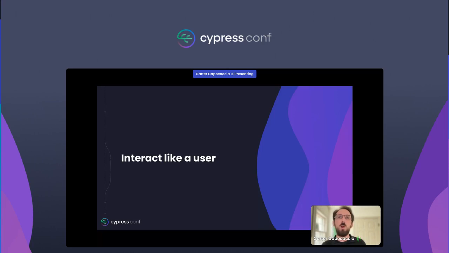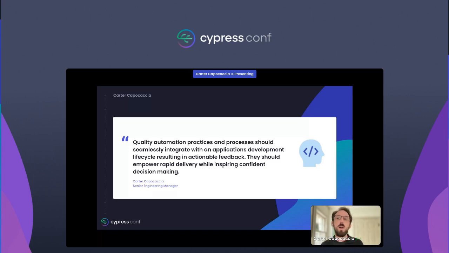We have to make a decision where we're unclear of, is this the right strategy to take in the automated testing? Well, this is what we fall back to and say, well, does it align with this mission? And here it is. Quality automation practices and processes should seamlessly integrate with an application's development lifecycle, resulting in actionable feedback. They should empower rapid delivery while inspiring confident decision-making.